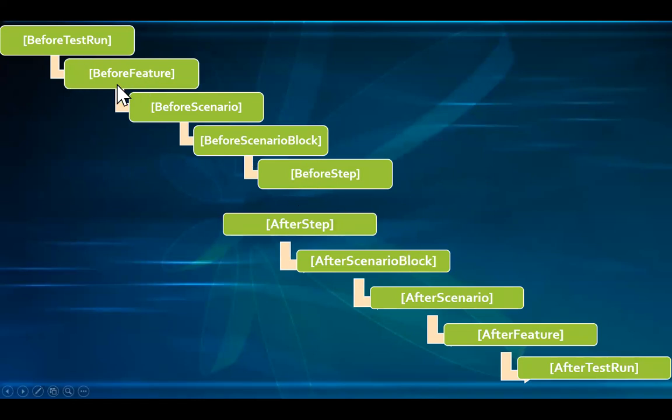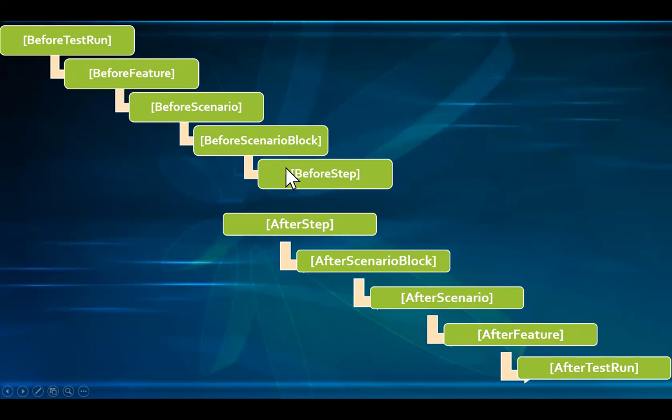I just put this here now to let you know the order of these particular hooks, right? For instance, at the beginning, you have before test run. If you have any steps there, it will fire up first. Then after that, before feature will fire up next, then before scenario, before scenario block, and before step. You might not have before test, you might only have before feature, so then before feature will fire up.